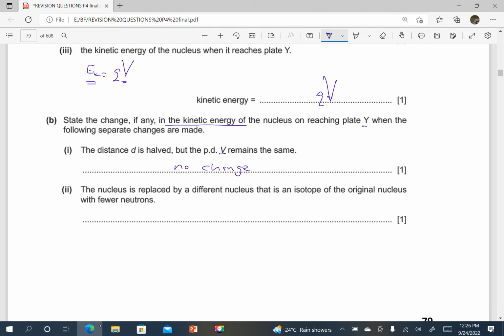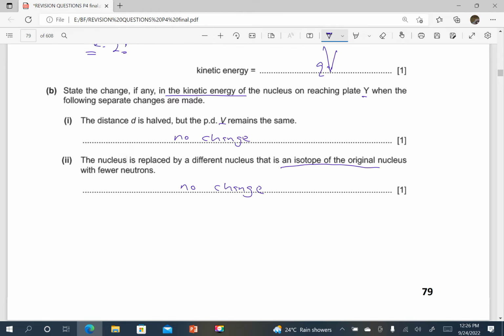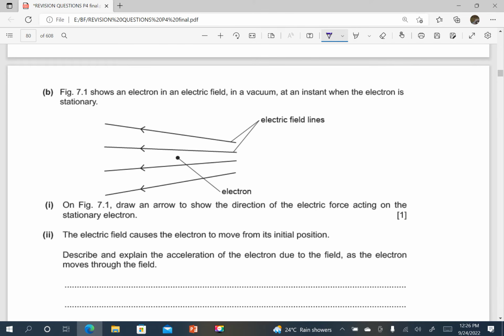The nucleus is replaced by a different nucleus that is an isotope of the original. Of course, isotopes are nuclei with the same proton number. And remember, proton number is the one which determines the charge. So since it is the same proton number, it means Q is the same, even though the number of neutrons is different. So if Q is the same and V has not changed, then here there is also no change. Okay, next.